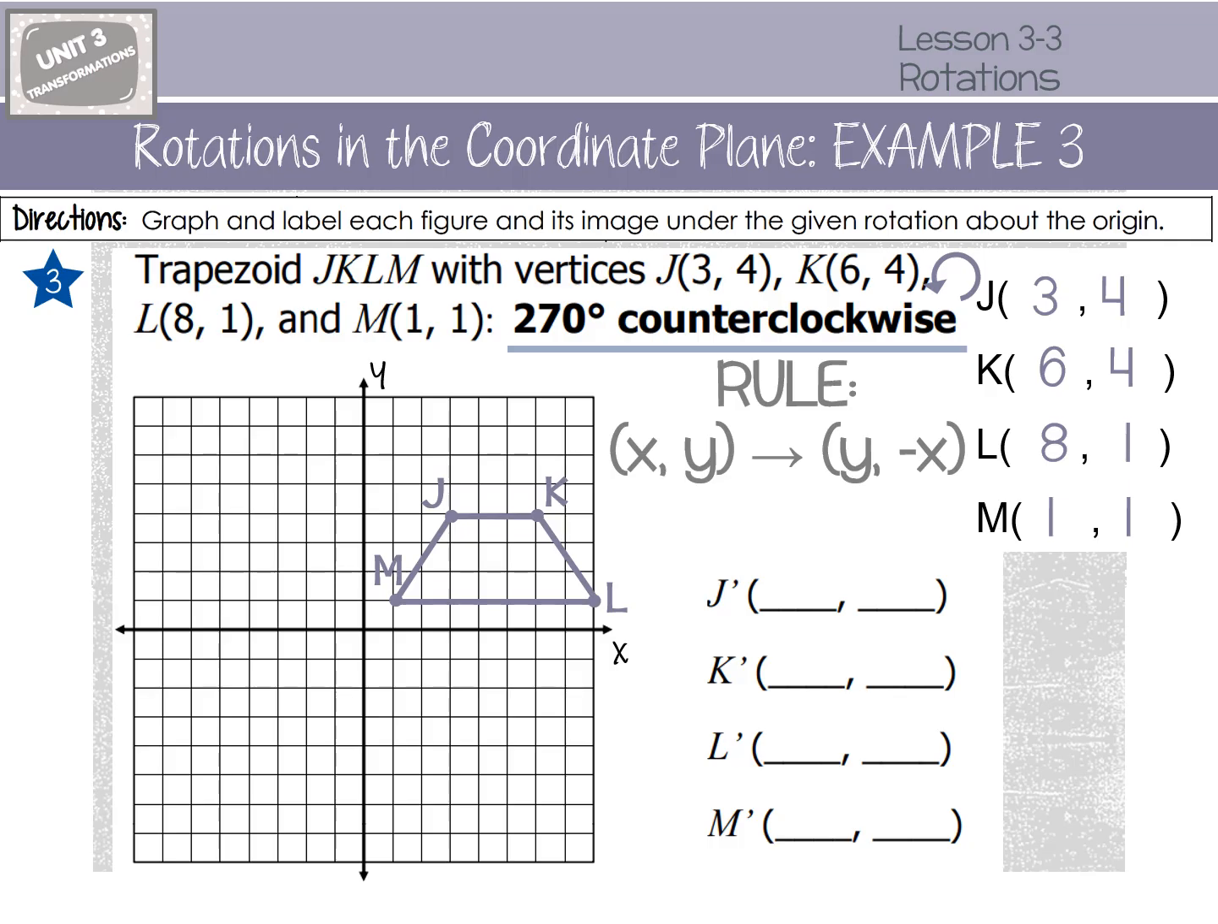Now let's look at our rule. We take our y's from our original, put them in the x spot, and they don't change signs. Put our original x's in the y spot, but they have to be the opposite signs of what they originally were. Let's plot those points. J prime is 4, negative 3. K prime is at 4, negative 6. L prime is at 1, negative 8. And M prime is at 1, negative 1. There is our image after a 270 degrees counterclockwise rotation about the origin.